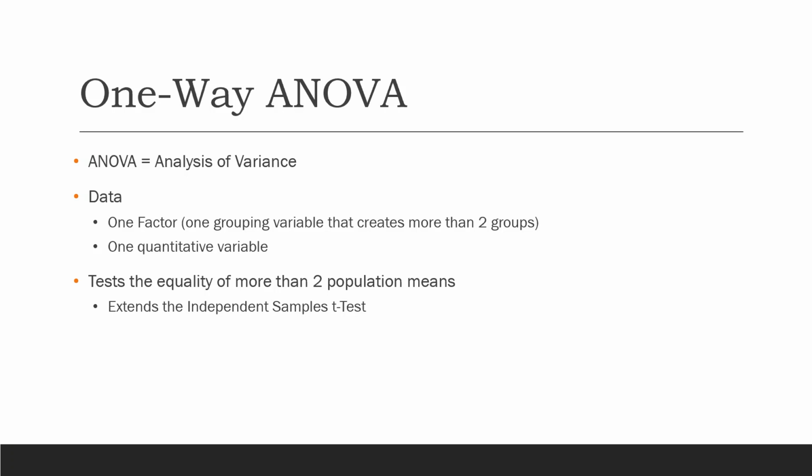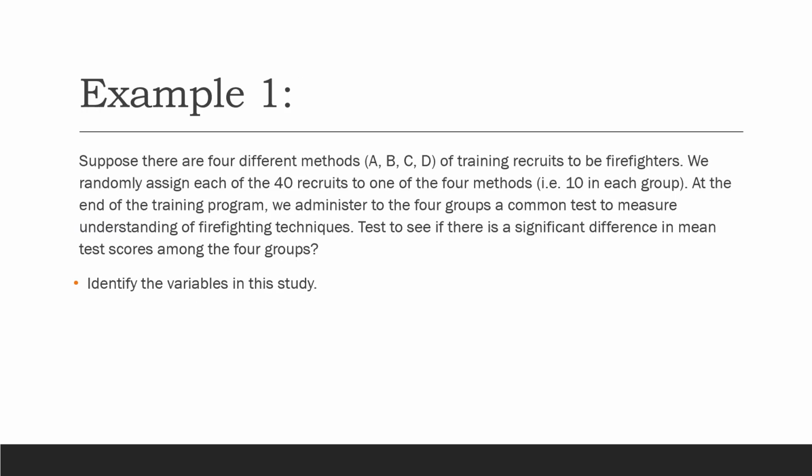And so you can think of this as an extension of your independent samples t-test. Remember your independent samples t-test? We looked at a comparison of two population means. So we had two groups. Well, the one-way ANOVA, we're just going to have three or more groups. So let's look at this example as we introduce this new topic.